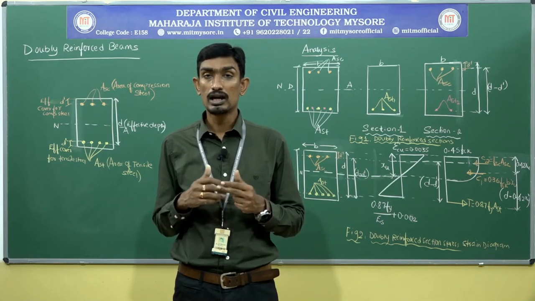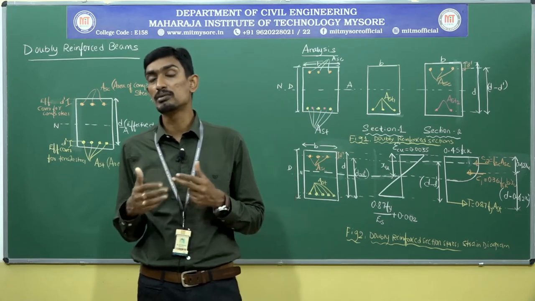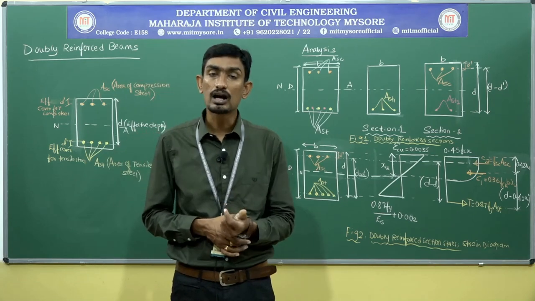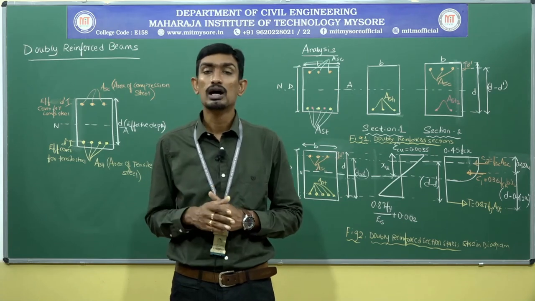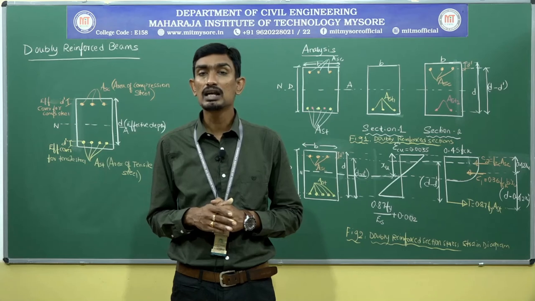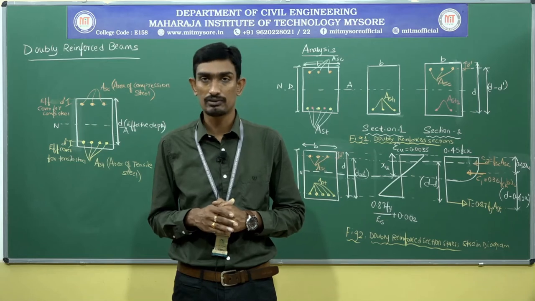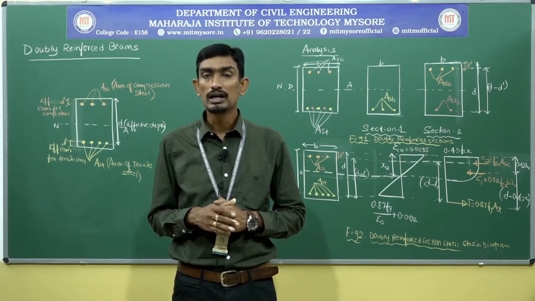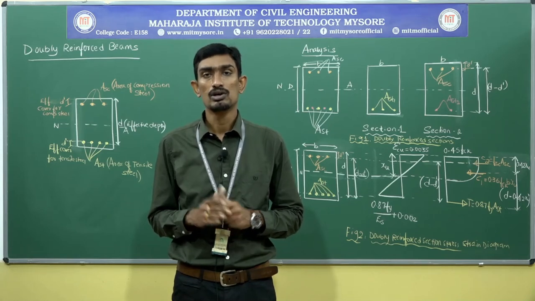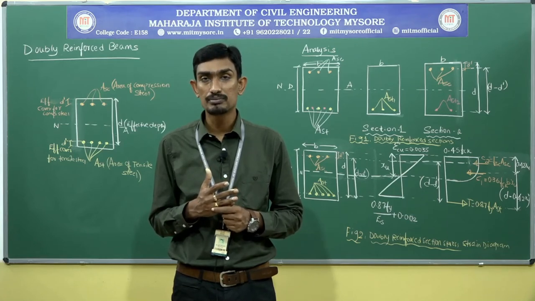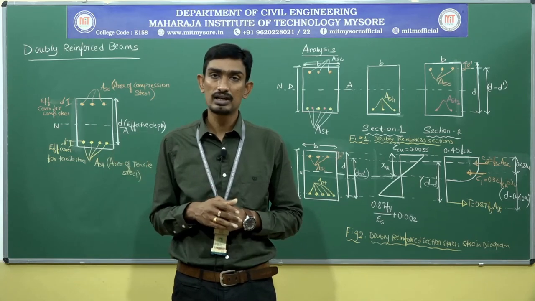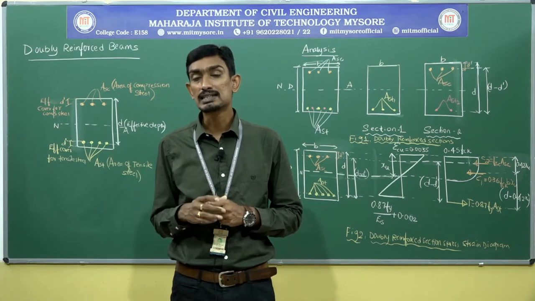And also, change in loading, or reversible loadings, or alternating loadings. When the beam is subjected to alternating loadings, the singly reinforced beams are not strong enough to withstand all these things. Hence, I depend upon doubly reinforced beams or sections. So, this is the necessity, why I require doubly reinforced beams, because of these things. Is it clear? So, this is the necessity.